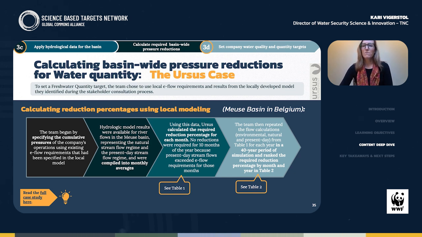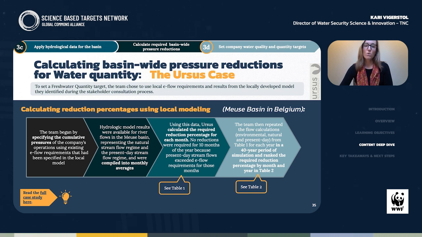The team began by specifying its baseline, the cumulative pressures of the company's operations. Its facility directly monitors its water use, withdrawing water at a rate of 10,000 cubic meters a year, or 0.3 million liters a month on average. These values are shown in Table 1 for a single year in the next slide, along with the required reduction percentage for each month. For the example year depicted in Table 1, no reductions were required for 10 months of the year because present-day stream flows exceeded e-flow requirements for those months.